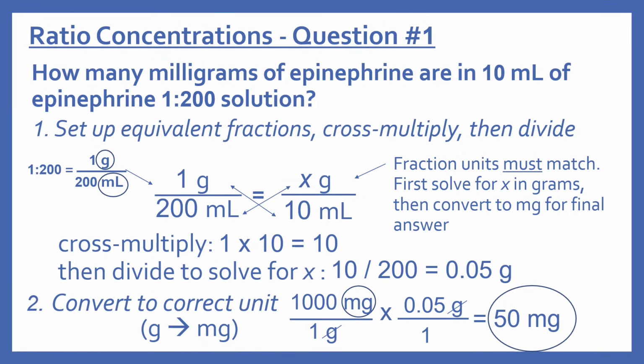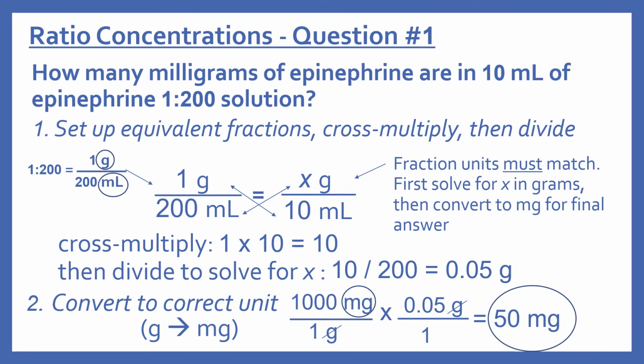Ratio concentrations, question number 1. How many milligrams of epinephrine are in 10 milliliters of epinephrine 1 to 200 solution? So we're going to do these very similar to the other concentration problems. We'll set up equivalent fractions, cross multiply, and then divide. So a ratio concentration of 1 to 200 would be equal to 1 gram per 200 milliliters. So that's our first fraction, 1 gram per 200 milliliters. And this will be set equal to x grams per 10 milliliters.